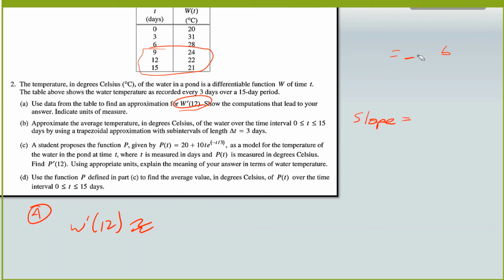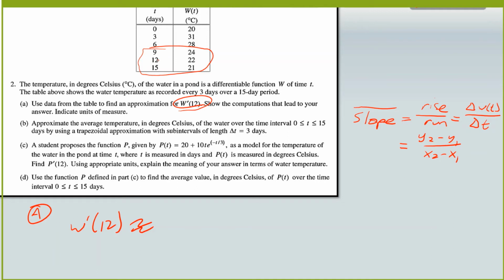What's another formula for slope? Rise over run. Okay, what's our rise? W of t, I guess. Okay, so my change in y, in this case W of t, over my change in t. Okay, that's perfect. So that means we can estimate our slope using y2 minus y1 over x2 minus x1, basically. Again, this is an average slope. It's not the slope at one point. So this is just an estimate.